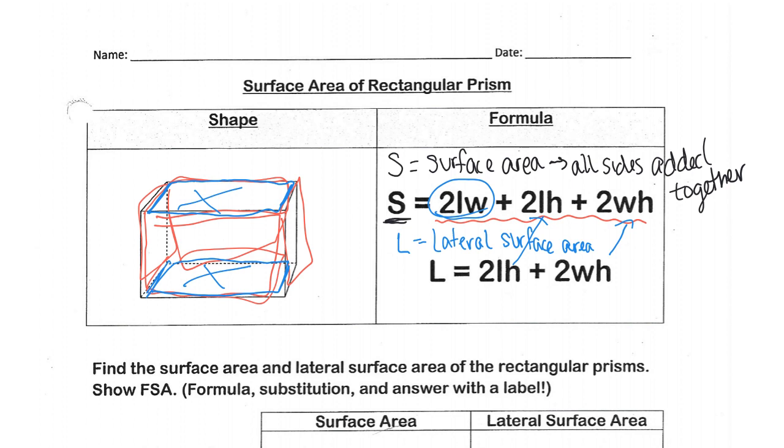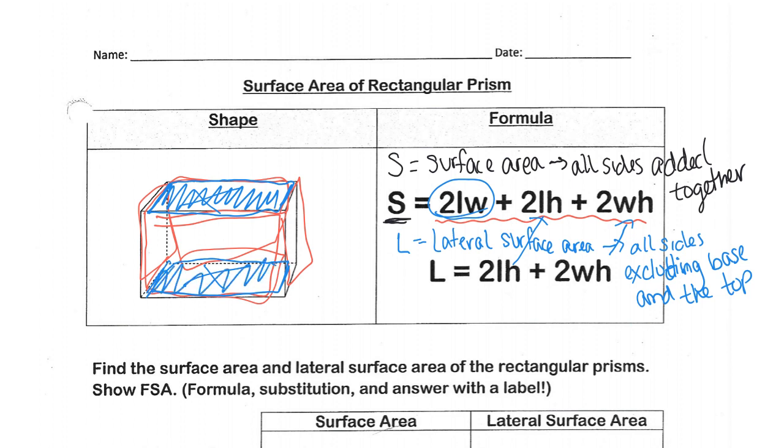So lateral area is all sides, excluding the base, aka the bottom, and the top. Again, we don't include the base or the top, so we don't include those bottom ones for lateral area. It's all of the side pieces. So that's the big difference here.